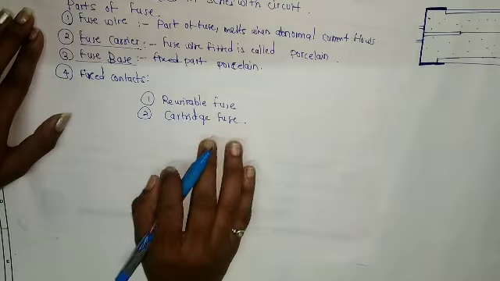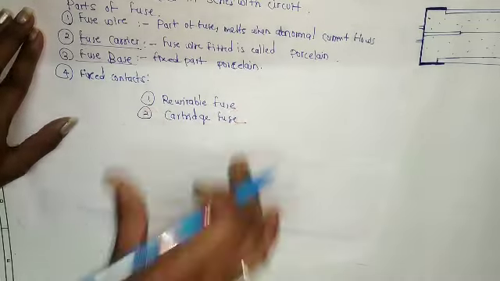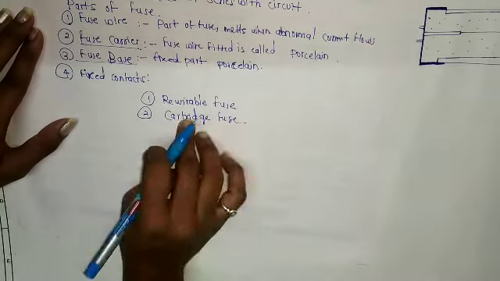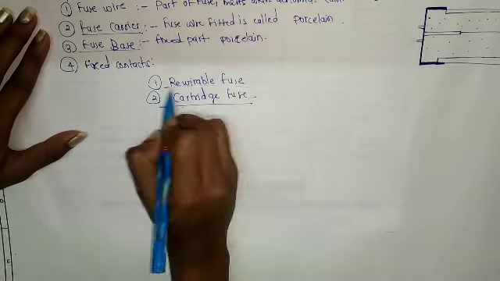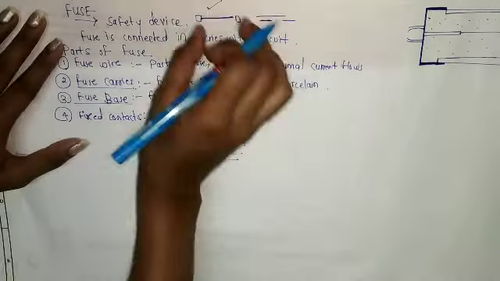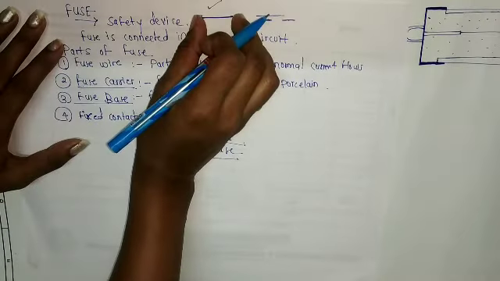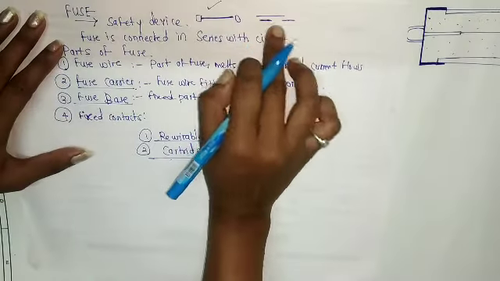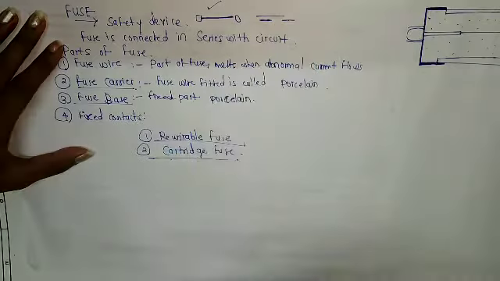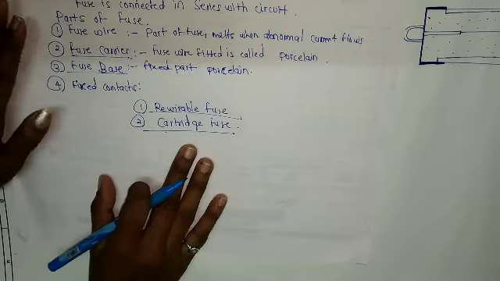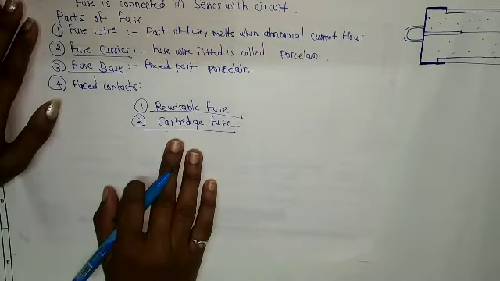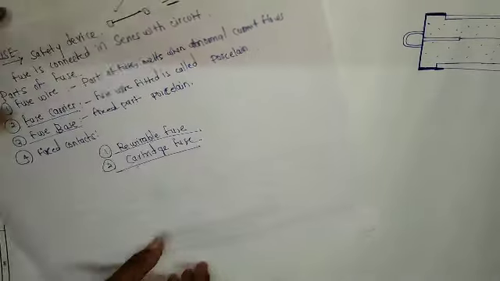And cartridge fuse is non-rewirable. That means the whole fuse unit has to be replaced in cartridge type, but in rewirable fuse type, we can just replace this wire. Once this wire melts, we can remove that wire and put another new wire. So these are the two types, rewirable fuse and cartridge type fuse. So we will see what the different types of fuses are.